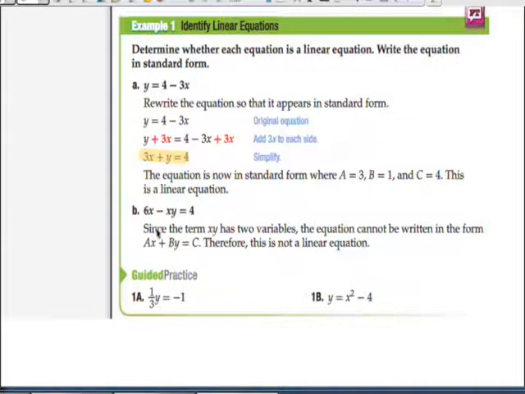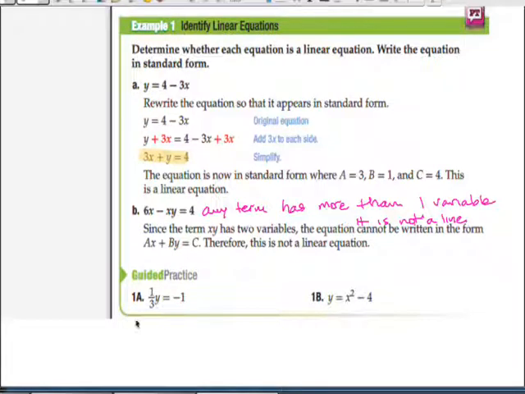Take a look at part B. Since the term xy has two variables, it's not a line. If any term has more than one variable, it's not a line. So that might be worth writing down: any term that has more than one variable is not a line.